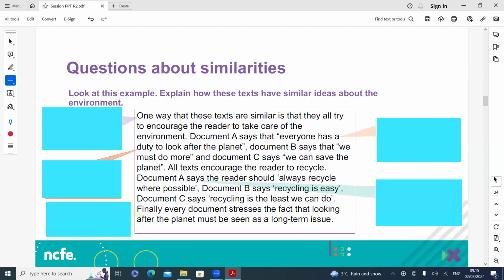Okay, so when you get a question about similarities, what is the same?